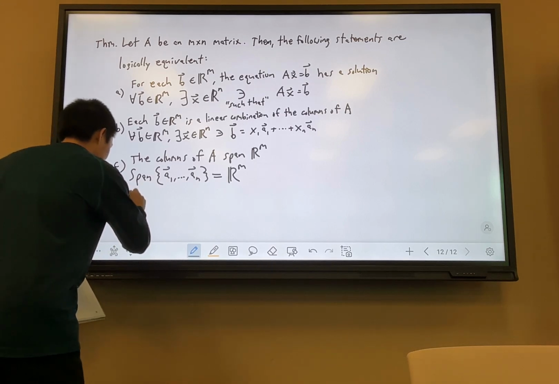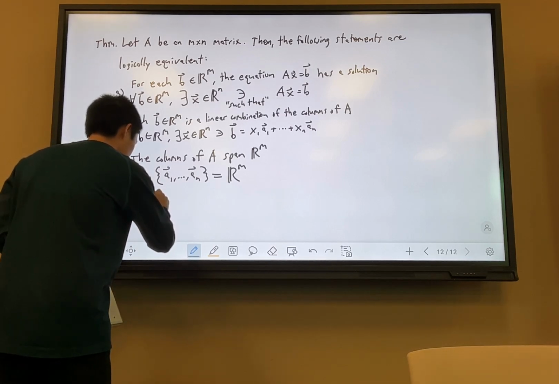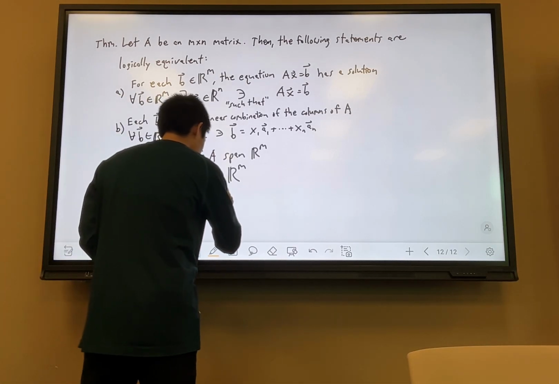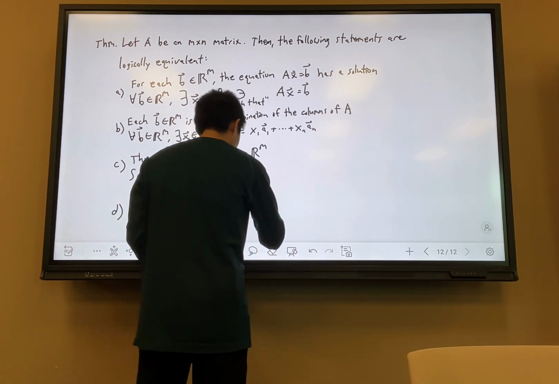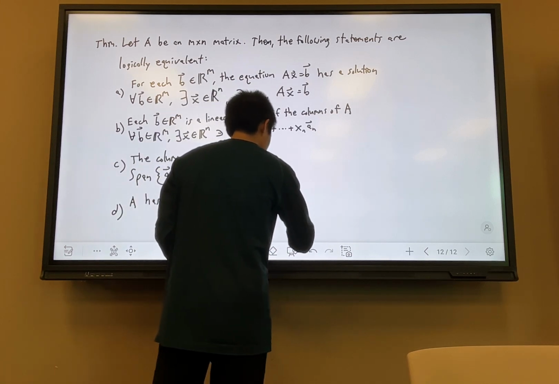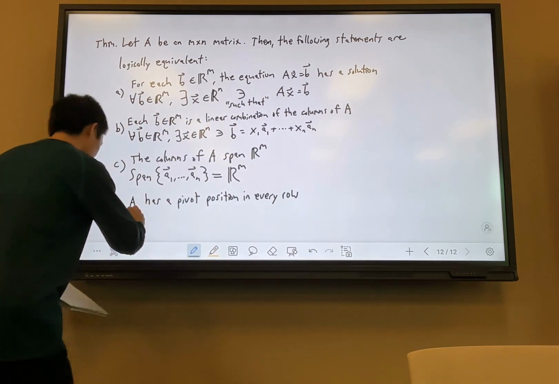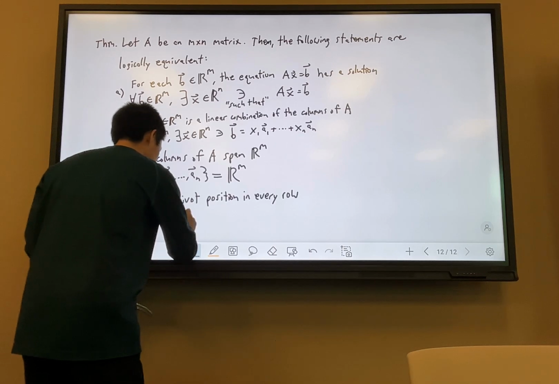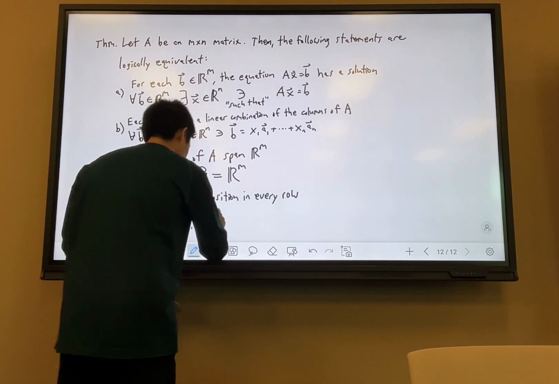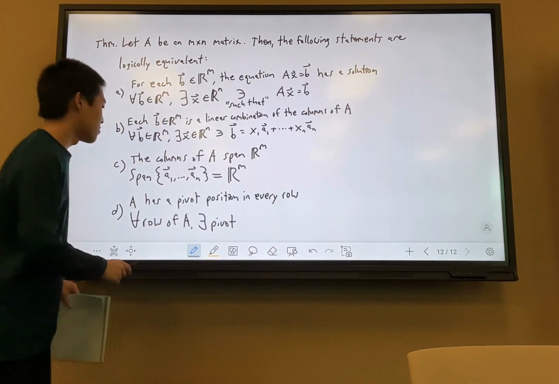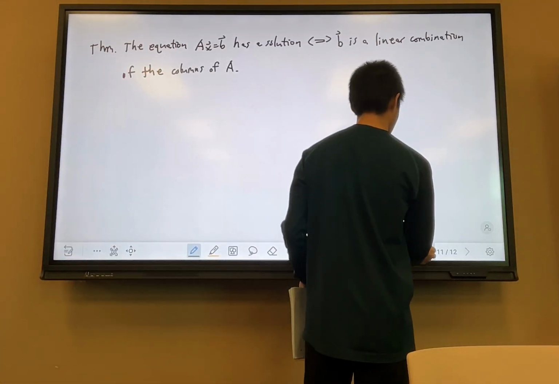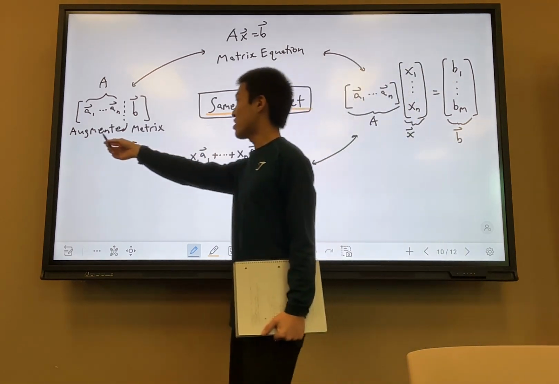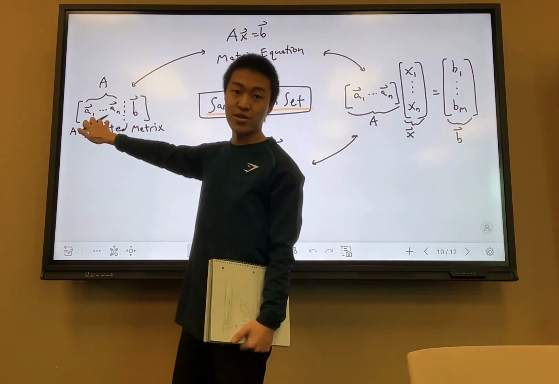is that the matrix A has a pivot position in every row. There are not many math symbols we can use here, but for each row of A, there exists a pivot. And what does that really mean? Recall back in this perspective, with the augmented matrix, the A is only the coefficients, okay?